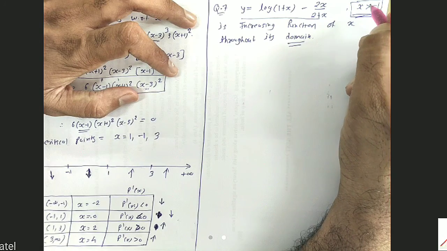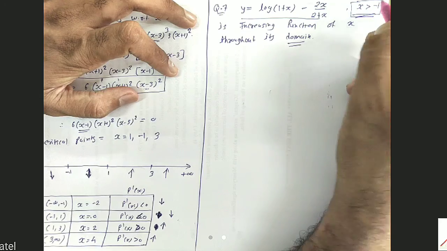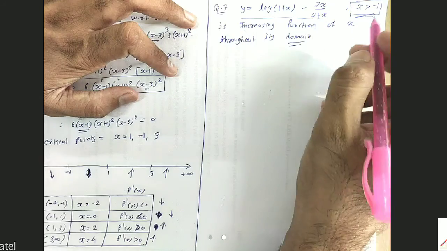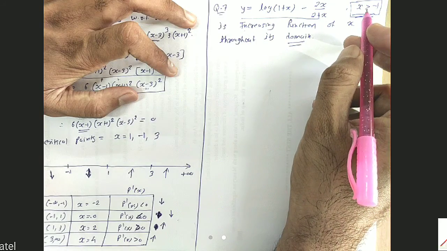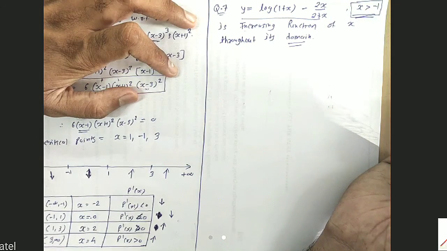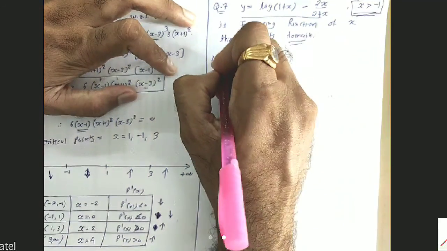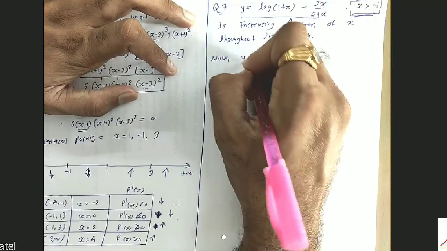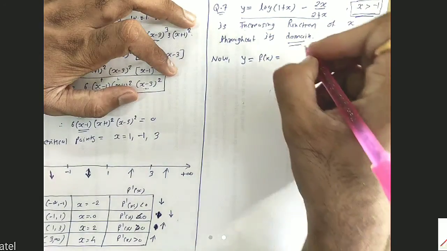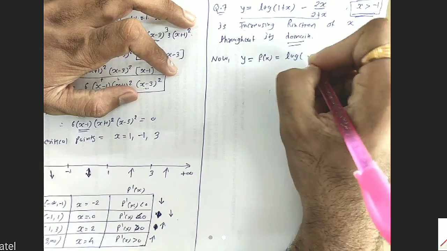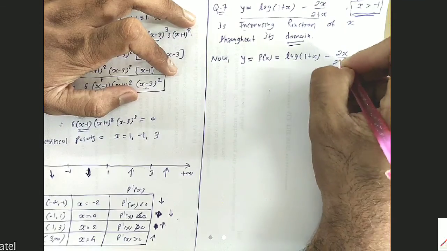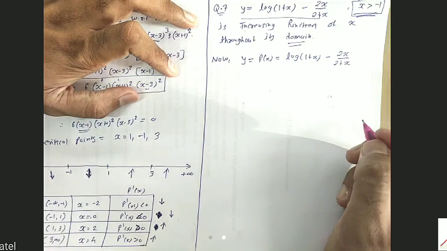What you have to prove? You have to prove that for this given domain, our function is increasing function. Clear? The function is increasing function for each domain. In short, our domain is the range for which our function is increasing. That you have to prove. Now, the given function y, or suppose we can take y as a function of x, f of x, which is equal to log of 1 plus x minus 2x upon 2 plus x.